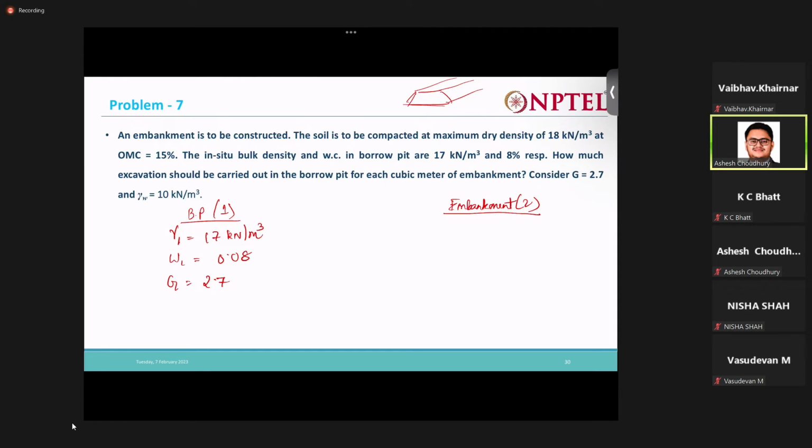For the embankment we have the dry density, which is 18 kilonewton per meter cube, at a water content of 0.15. Gamma w we are asked to consider as 10.